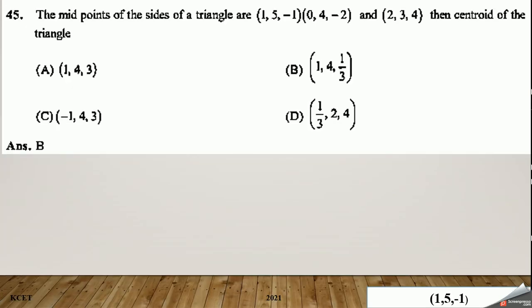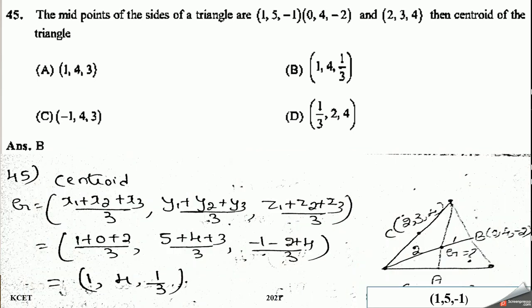Coming to this, the midpoints of the sides of a triangle, they have given us 3 points. Then the centroid of the triangle, as we know, is given by the formula x1 plus x2 plus x3 by 3, y1 plus y2 plus y3 by 3, and z1 plus z2 plus z3 by 3. Already they have given us 3 points. Substitute the values for all the variables. You are going to get the answer as 1, 4, 1 by 3. Option B is the answer.